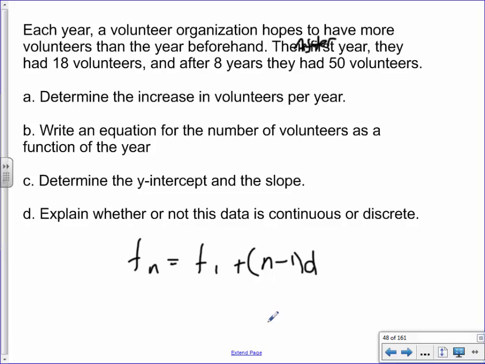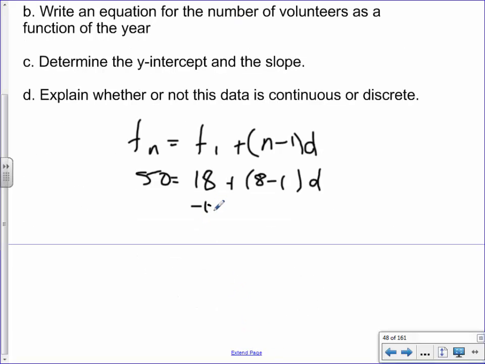What do I know? After 1 year, we had 18. I also know that I have a couple of points that go together. After 8 years, we had 50. Those two things have to go together as a pair. But I should be able to find D. 50 minus 18 gives you 32 equals 7D, divide by 7, divide by 7.